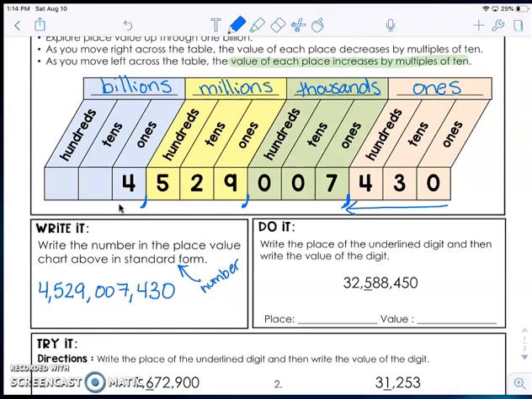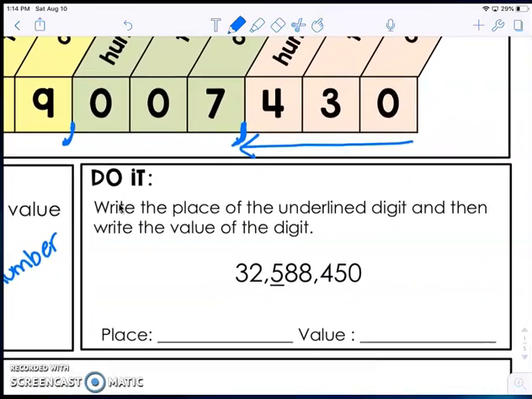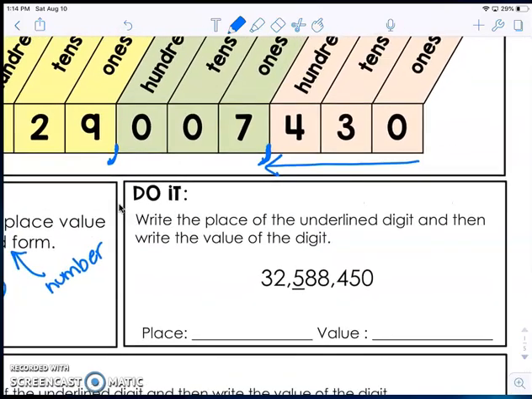Now let's go over to this do it place over here. It says, write the place value of the underlined digit and then write the value of the digit. When we talk about place, this is going to be words that you find on the chart.